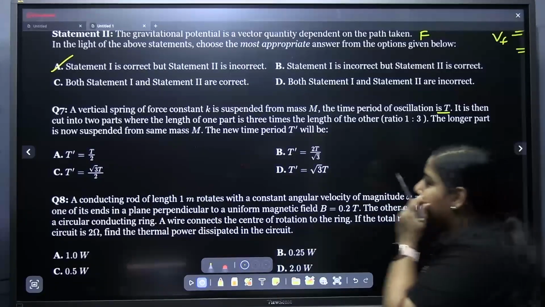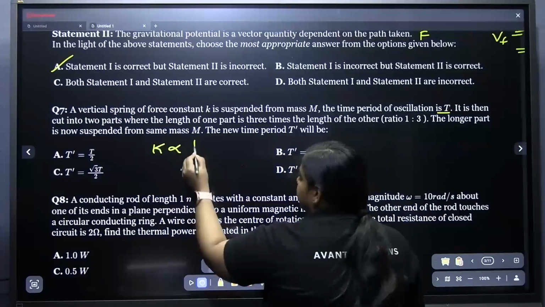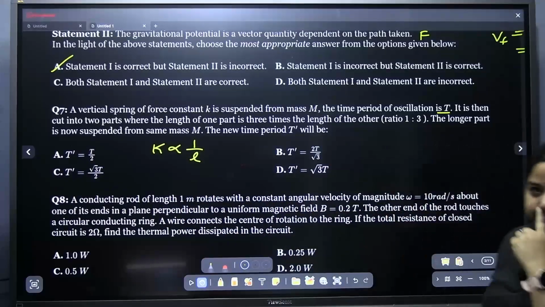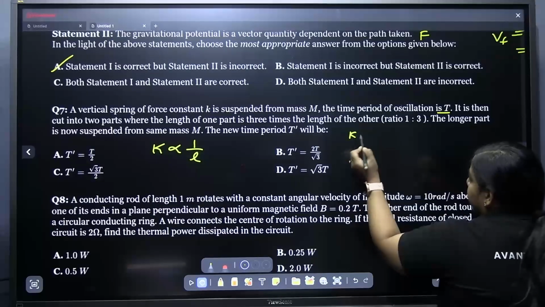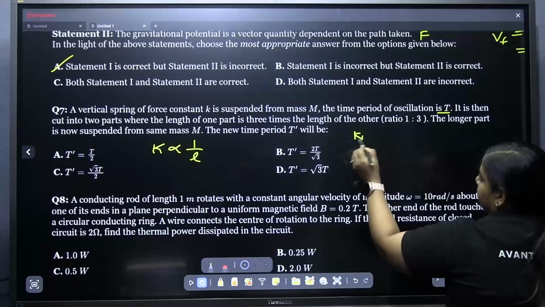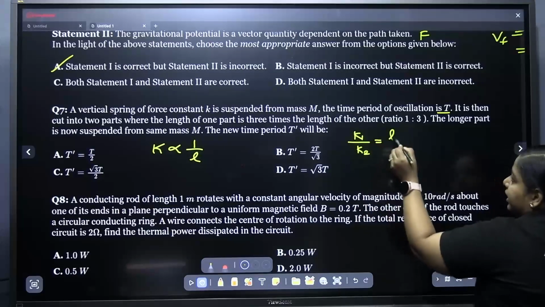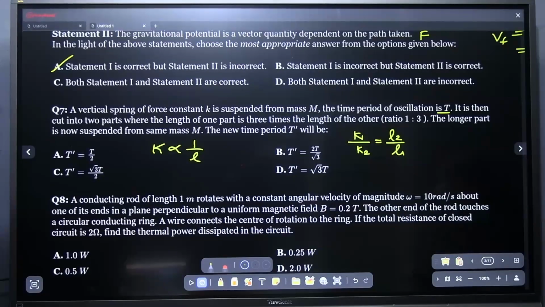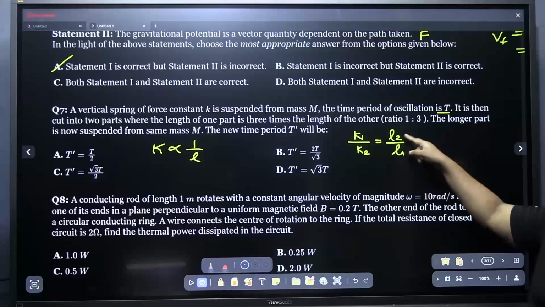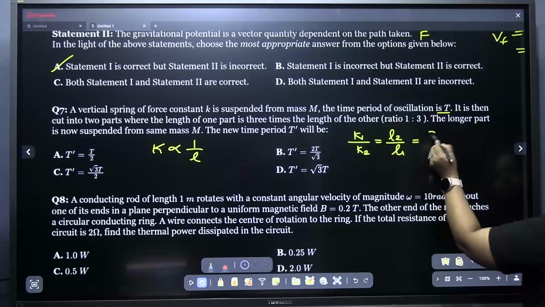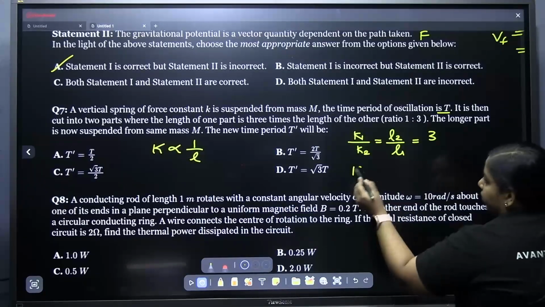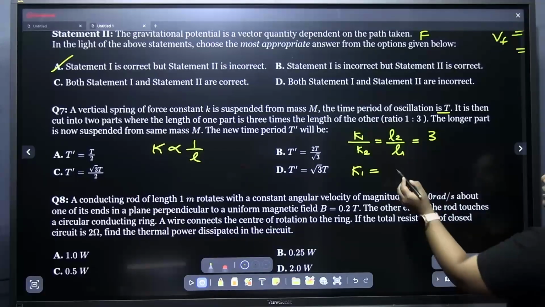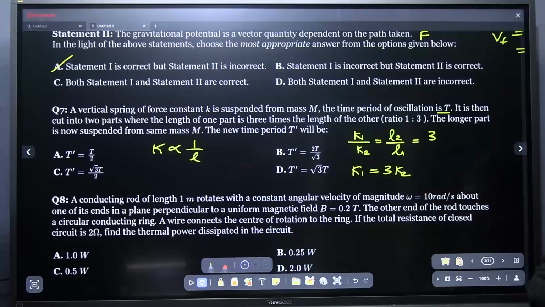And one thing you need to know is K is proportional to 1 by L, the length of the spring. So if it is cut into two springs, K1 by K2 will be L2 by L1. It is cut into 1:3 ratio, right? So L2 by L1 will be equal to 3. So you get an idea about K1, K2. So K1 equal to 3 K2.